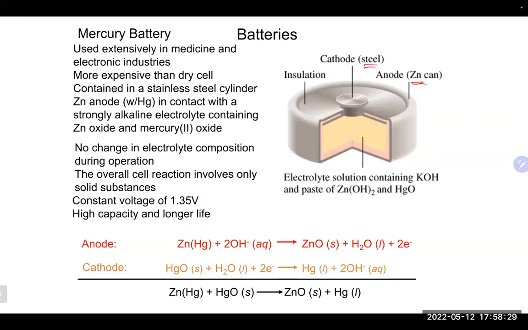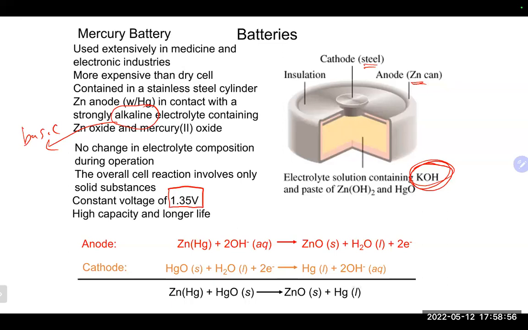It has a really strongly alkaline electrolyte. Alkaline means basic, right? Hence why there is some potassium hydroxide in there, which is a strong base. Again, that's going to keep everything flowing, kind of like the salt bridge. There's no change in electrolyte composition during operation. It gives you a little less voltage, 1.35, but it has a much higher capacity and a longer life.